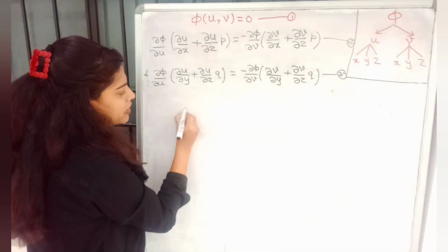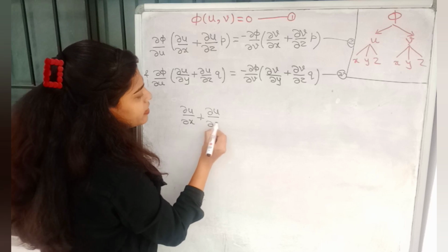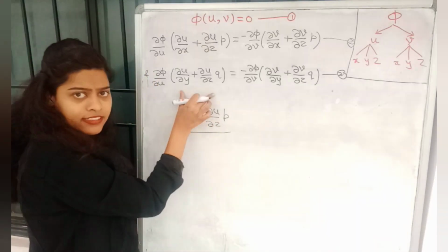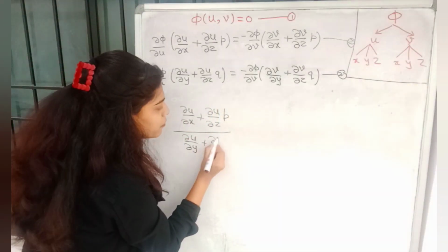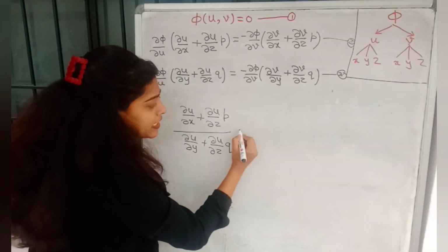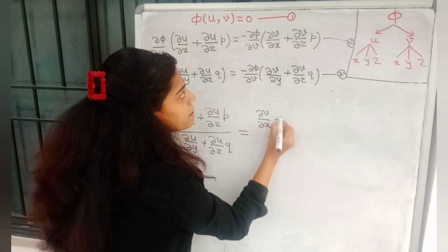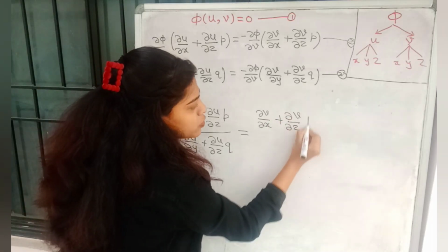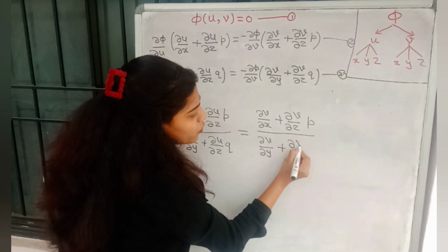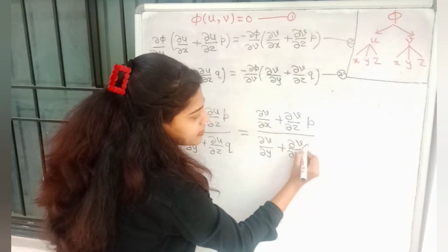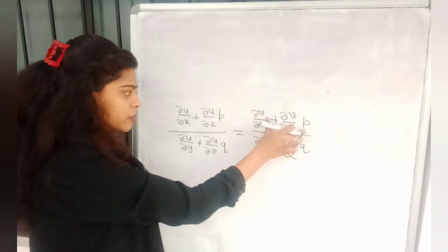So the remaining term should be ∂u/∂x plus this term ∂u/∂z into small p, divided by this term, that is ∂u/∂y plus this term ∂u/∂z into q, is equal to, on the RHS, this term ∂v/∂x plus ∂v/∂z into small p, divided by ∂v/∂y plus ∂v/∂z into this q. Cross multiplying each term, that is this term into this term is equal to this term into this term.